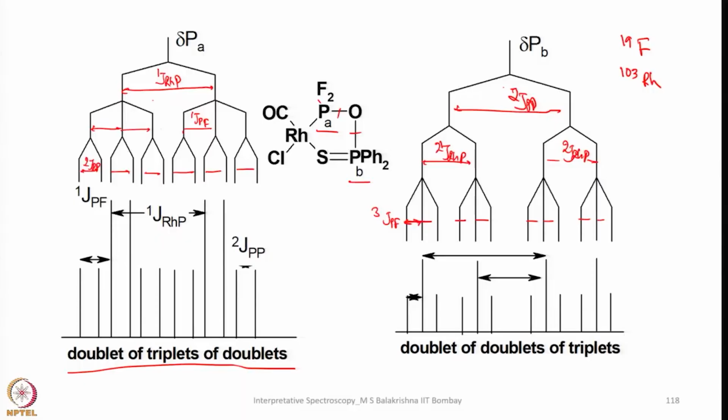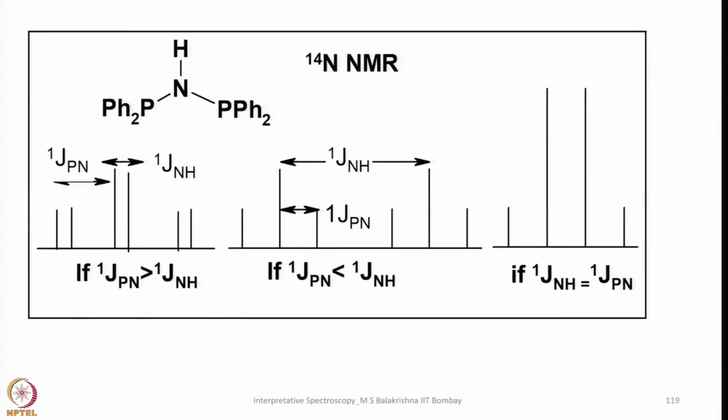So, now you try to sketch the NMR spectrum of both 19F as well as 103 rhodium. If you have any difficulties, let me know so that I can provide it later. So, now let us look into this molecule here.